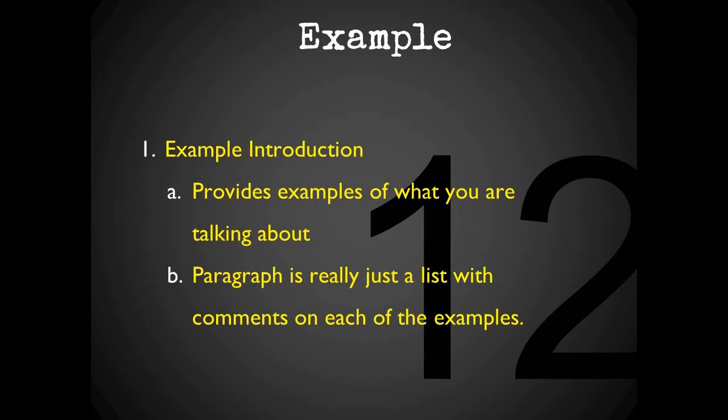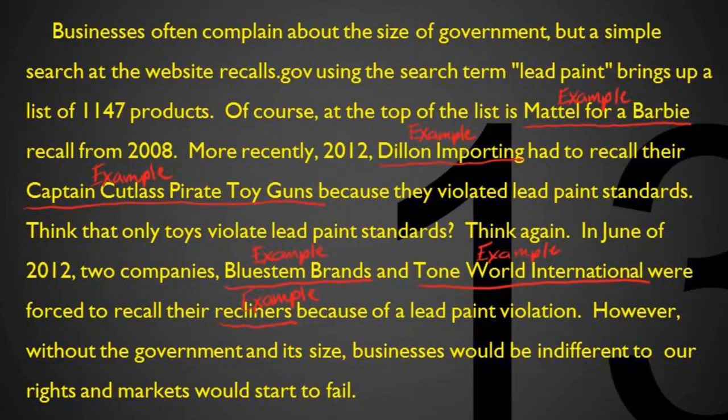An example paragraph. An example introduction provides examples of what you are talking about, and the paragraph is really just a list with comments on each example. So businesses often complain about the size of government, but a simple search at the website recalls.gov using the search term lead paint brings up a list of 1,147 products.